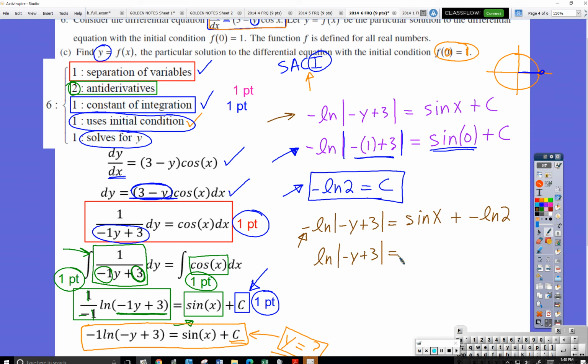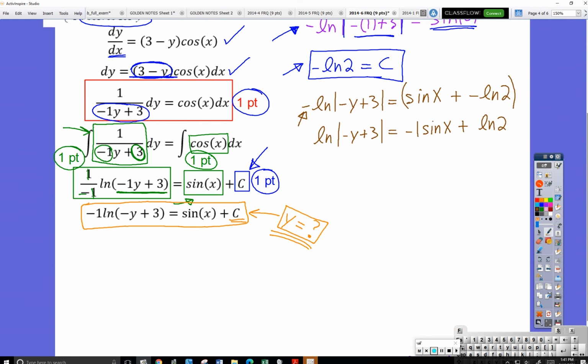The negative 1, when multiplied by this half, has to distribute. So when the negative 1 distributes, you get negative 1 multiplied by sine. But negative 1 multiplied by negative ln would be positive ln, like that. Now I've got to get rid of the absolute value bars.